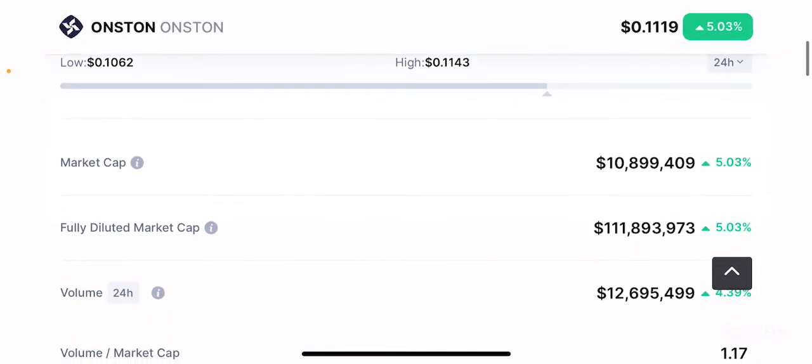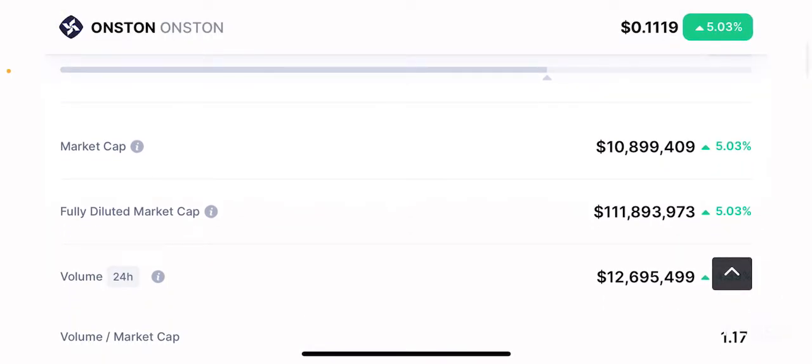So the market cap is only at $10.899 million for this token. Obviously, they don't have a working product yet, but it still is an extremely early project with a very low market cap, with a very high potential to grow in the future. It's only going to be a matter of time before we know whether this project is going to succeed or not, and it will be really exciting to see if they manage to succeed, right?